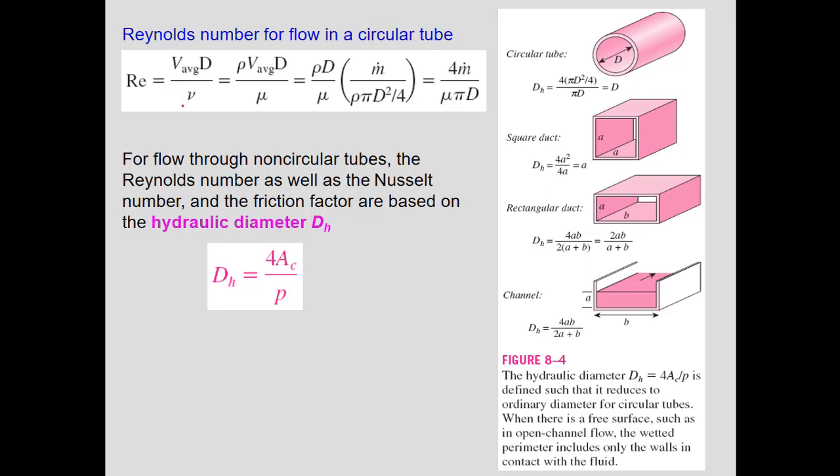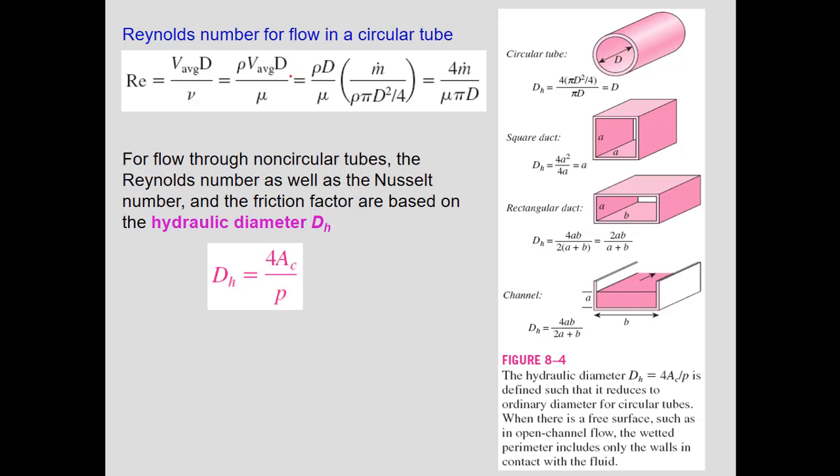V average, and again V is velocity, nu is kinematic viscosity, but D here is completely different, and we will see how we can use this equation to calculate the Reynolds number. So the Reynolds number for a flow in a circular tube will be equal to V average D over nu. V average we can calculate by the equation which I introduced in previous slides. Nu is a characteristic of the fluid which you can find from the table. It depends on the temperature of the fluid, and D is the diameter of that circular tube.